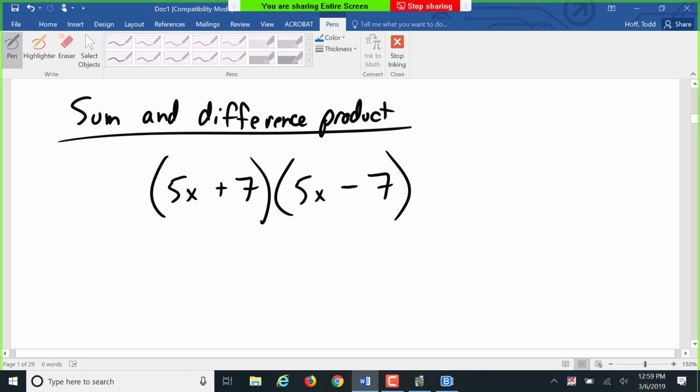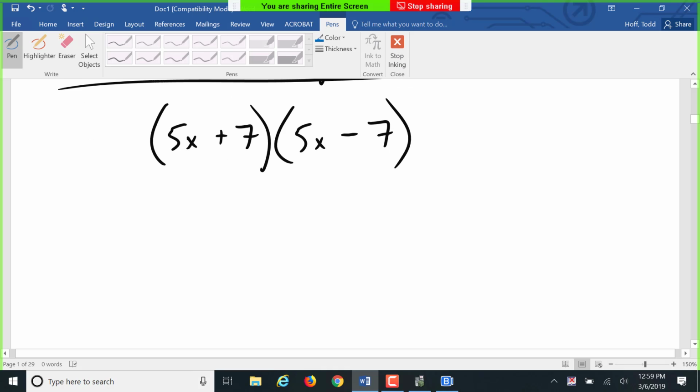And what we found is when we multiplied this out, we got a very distinct pattern. So if we do our FOIL, 5x times 5x is 25x squared. Good. 5x times negative 7.